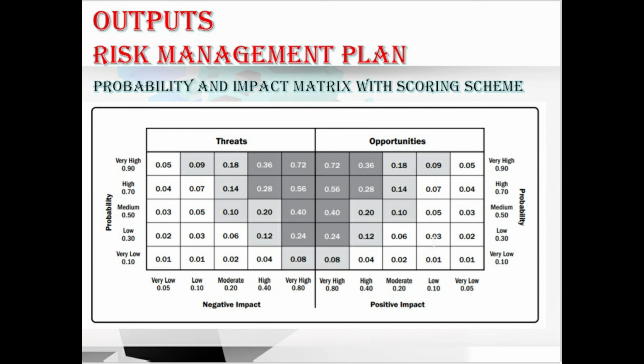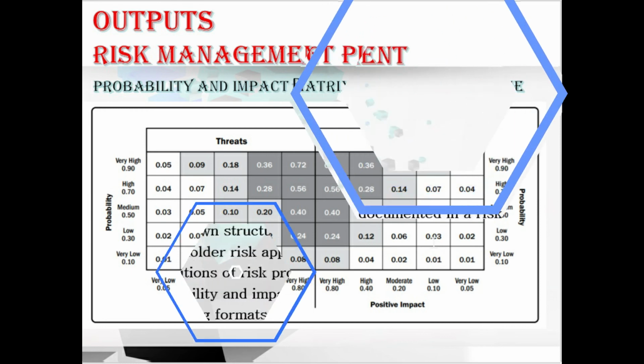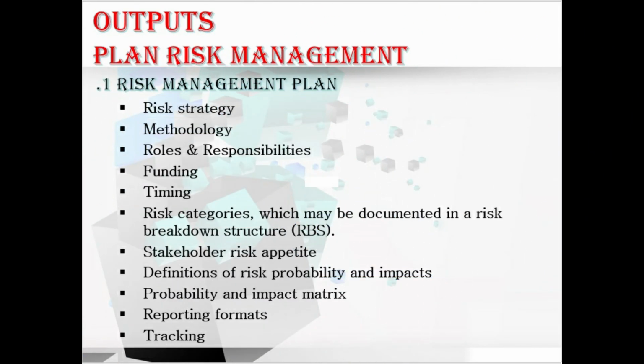Okay, let's move to the next component of the risk management plan, that is reporting formats. The reporting formats define how the outcomes of the project risk management process will be documented, analyzed and communicated. Hope you understood these reporting formats. Let's move to the tracking. The tracking documents how the risk activities will be recorded and how the risk management process will be audited. Hope you understood about all the components of the risk management plan.